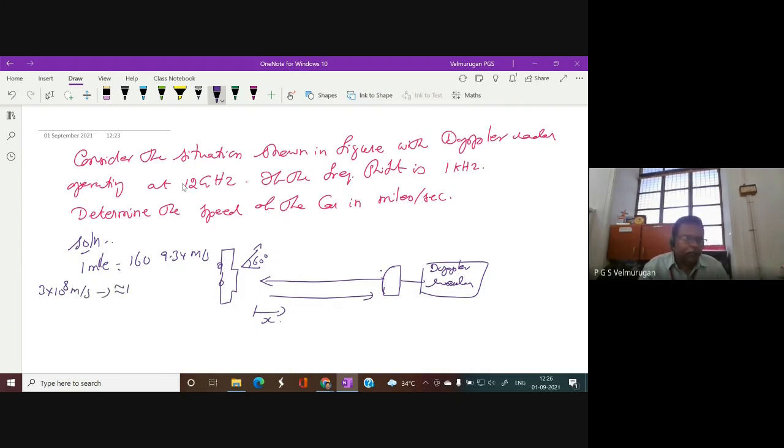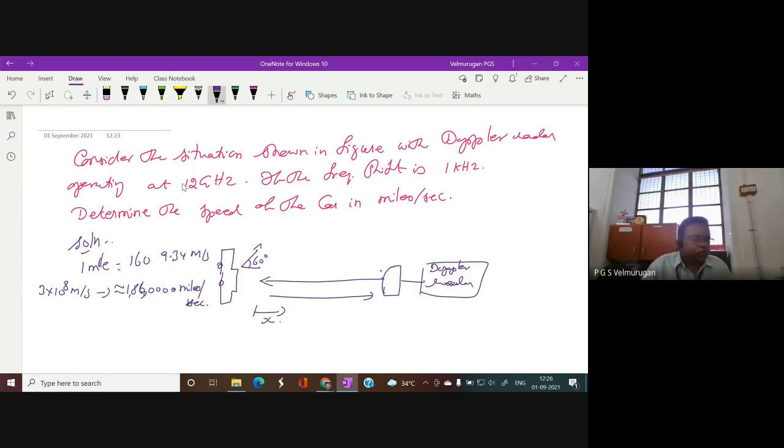So convert this into miles per second. Approximately take this value 1,86,000 miles per second. ஓகேங்களா? இது அப்படியே கன்வெர்ட் பண்ணிடுங்க. ஸோ 3 × 10⁸ meter per secondல எவ்வளோ மைல்ஸ் இருக்குன்னு பார்த்தீங்கன்னா 1,86,000 miles per second. ஓகே, ஸோ இந்த வேல்யூ வச்சு நீங்கள் ப்ரொசீட் பண்ணுங்க.